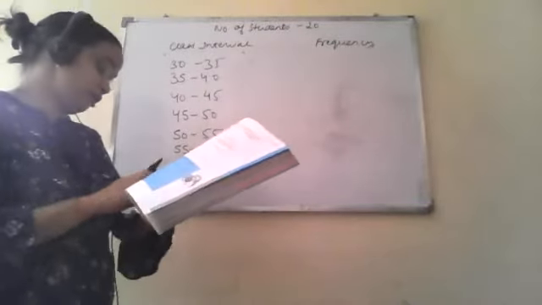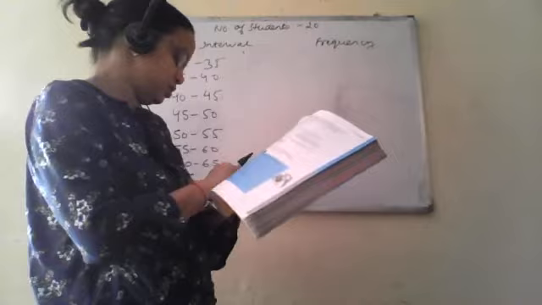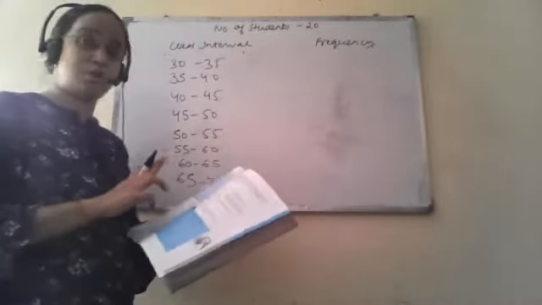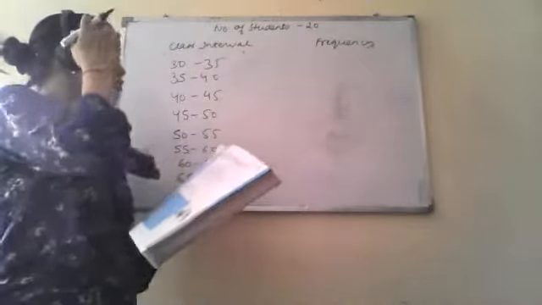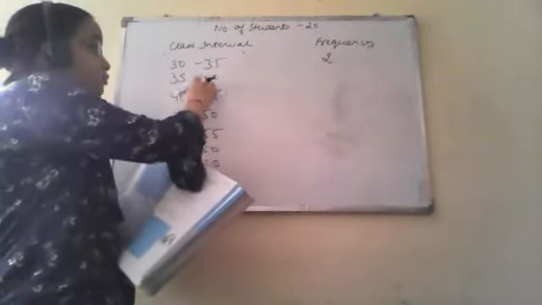So for 30 to 35 we have 33 and 31. So there are two students who have weight between 30 to 35. So frequency will be 2. Now for 35 to 40.